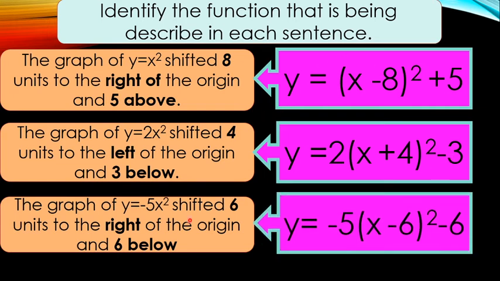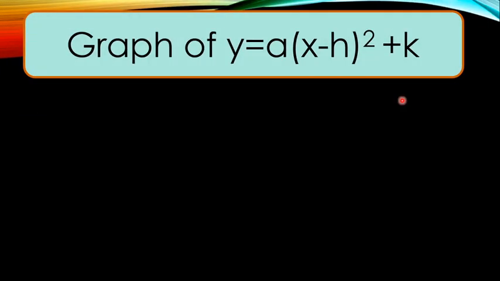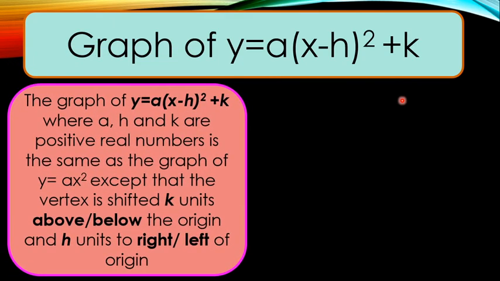Next, copy negative 5 as the value of a. Next, 6, and then write, therefore it is minus, and then 6. Then below, since this is below, that is minus. So that's how you're going to rewrite the following characteristics into a quadratic function. Now, can you graph y is equal to 8 times (x − h)² plus k? I know that you already know how to graph this function, and this is how you're going to describe the function.